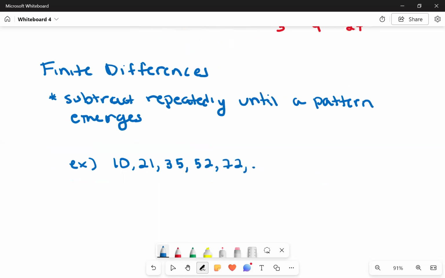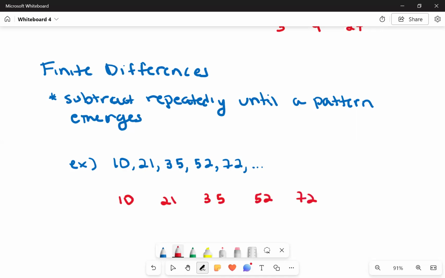Readily, it doesn't look like there's a pattern, because when I look at the first two, it has a difference of 11, and then the second two look like a difference of 14. But here's what we're going to do. I'm going to take a second and rewrite this: 10, 21, 35, putting a little space, 52, and 72.